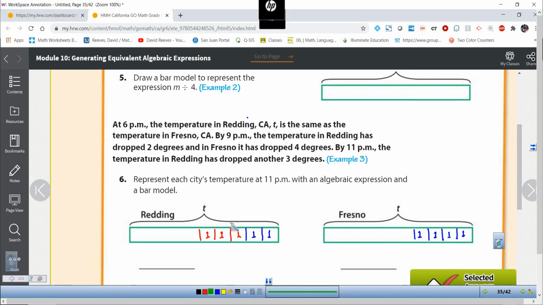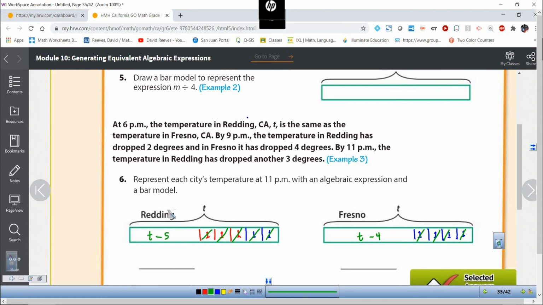So now let's look at what's left. Well, Fresno is still what it was, which is T minus 4. The whole thing is T. Take away 1, 2, 3, 4. We have T minus 4 left. Reading was originally T, but we take away 1, 2, 3, 4, 5. And what do we now have? Reading is now T minus 5.